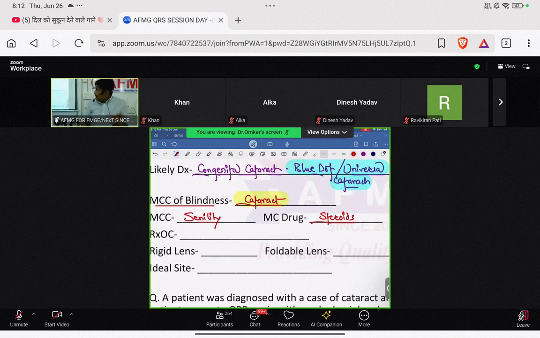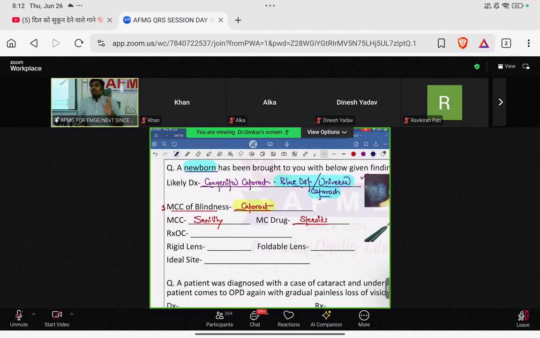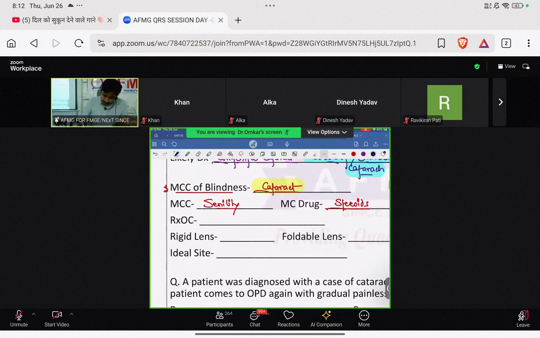So steroids are the commonest drug known to cause cataracts. Which important is, we know that whenever a patient is going to have cataract, patient will come to us with a gradual painless loss of vision. Along with that, the opacity in the lens will be visible. Treatment of choice for cataract will be surgery, because cataract is curable with surgery.